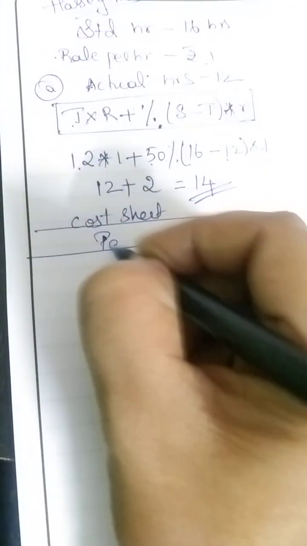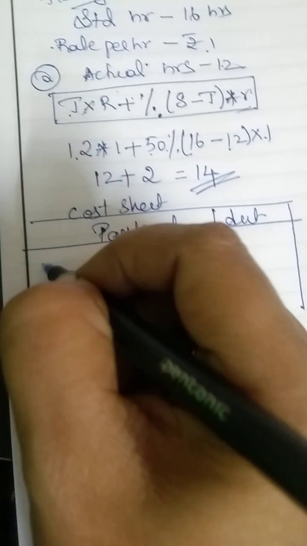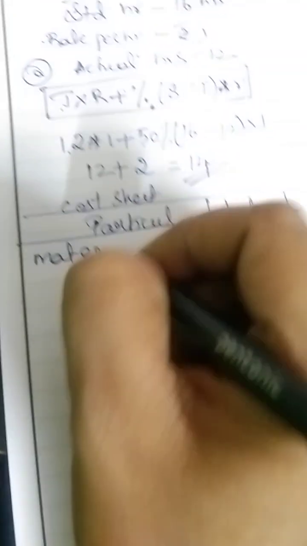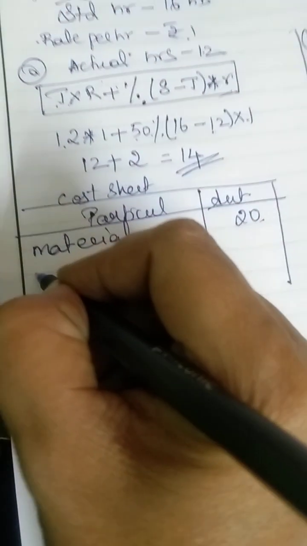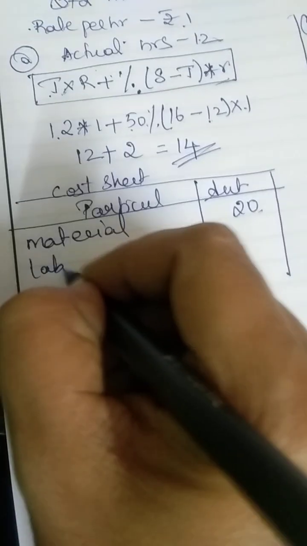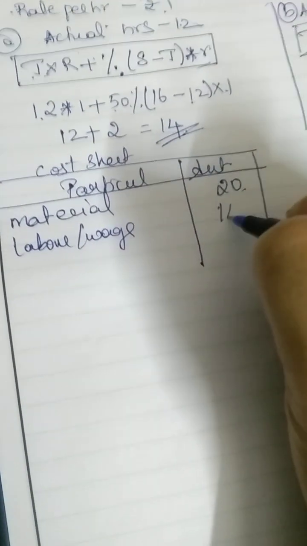So, just particulars and amount, we are doing it. So he gave us what? Materials. So materials he gave us 20 rupees. After this, what is it that we are going to add? Labor, or we call it wages. So wages, how much did I get here? 14 I have got.